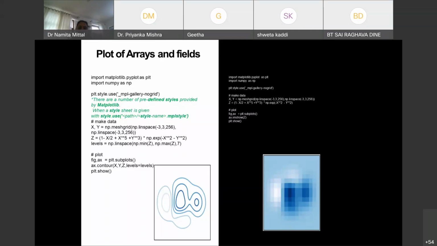Here, in the first graph, we have plotted x, y, z. Levels equal to levels, so that the default colors come. Otherwise we can define the colors here. For simplicity you make it levels equal to levels, or you can leave it. Got it?